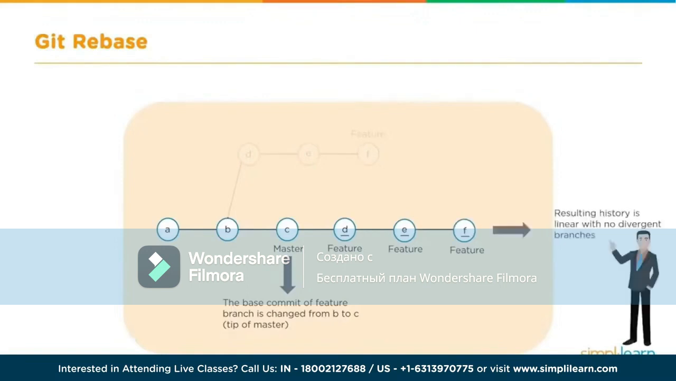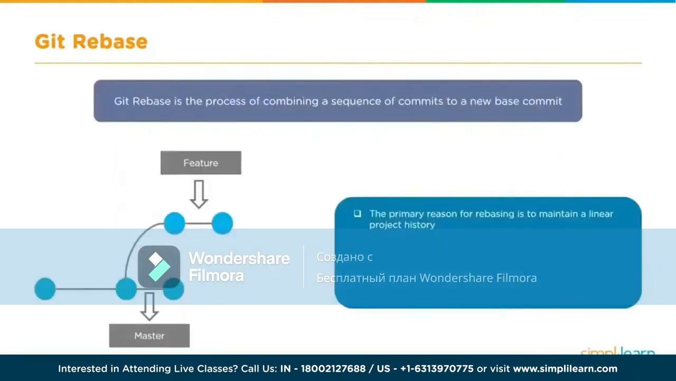Now, the benefit you have by going through the rebase process is that you're reducing the amount of storage space that's required for when you have so many branches. It's a great way to just reduce your total footprint for your entire project. So git rebase is the process of combining a sequence of commits to form a new base commit. And the primary reason for rebasing is to maintain a linear project history.